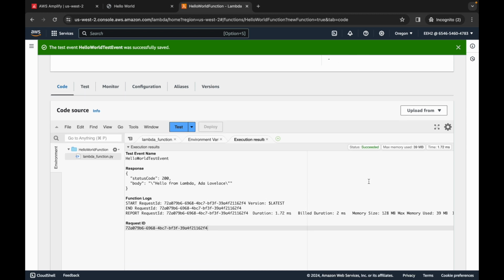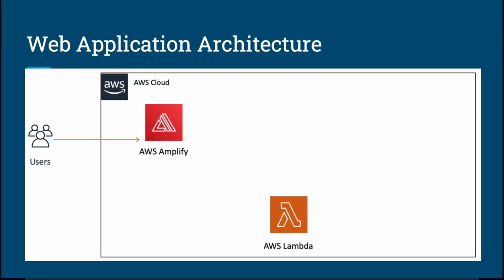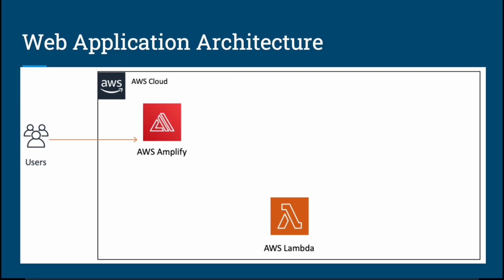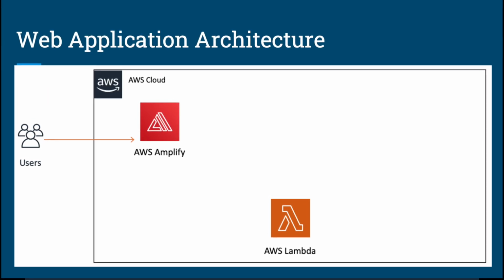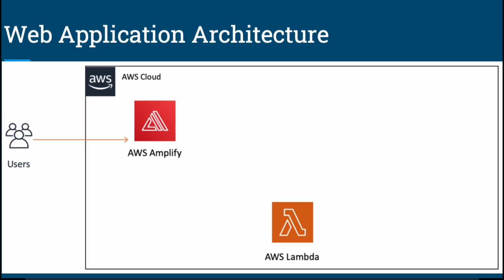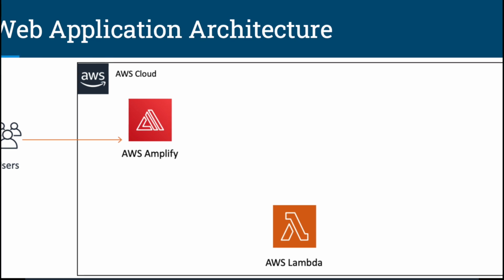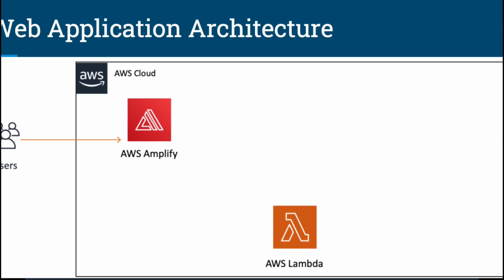So that section's done, and this is what our architecture should look like. So obviously we've done our AWS Amplify, and now we've done AWS Lambda. So you will notice that we've added a Lambda service to the diagram, but it does not yet have a connection to it. So now we just need to build that on the next stage.